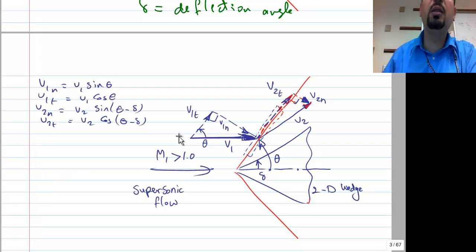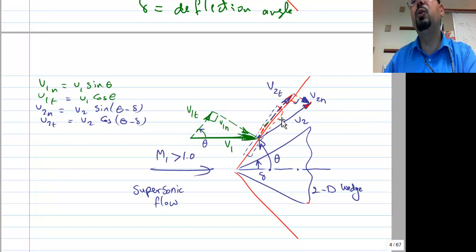Alright, so if this is V1 and this is theta, that makes V1t equal to V1 cosine theta, and this guy is V1 sine theta. That's those first two equations over here. So this is basically this guy.